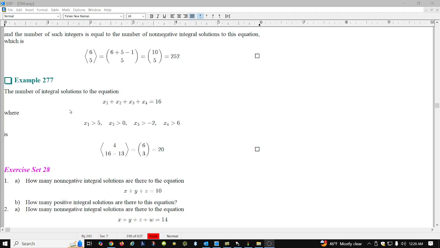One last example. The number of integral solutions to this equation with these conditions: x1 bigger than 5, x2 bigger than 0, x3 bigger than -2, x4 bigger than 6, is this multiset coefficient, and I'll let you sort out exactly why that's true.